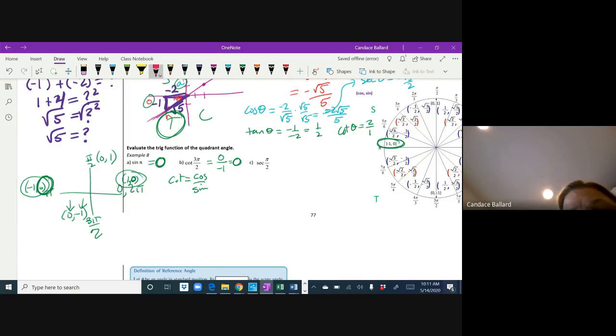And then finally, we've got the secant of pi over 2. So secant, we know, is the reciprocal of cosine. So I'm going to take the cosine value and do 1 divided by the cosine value. In this case, cosine is x, and it's 0. So I know I can't have that, so I would write that this is undefined.